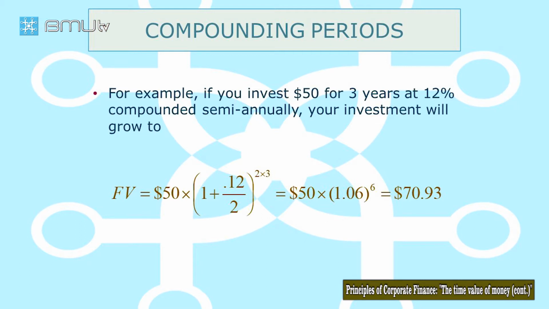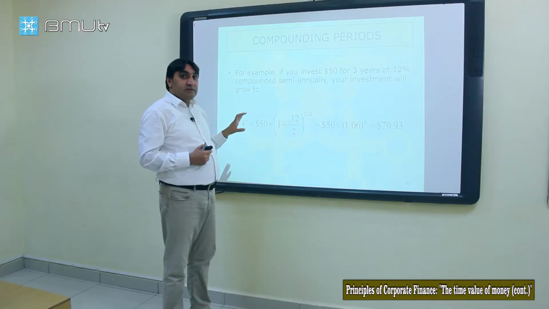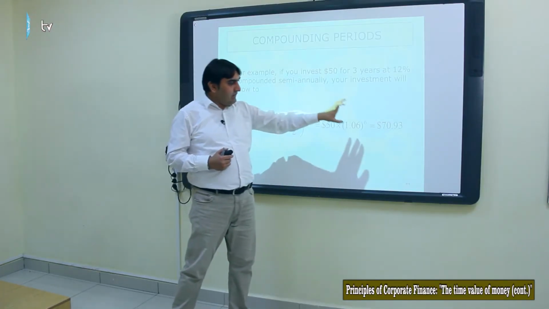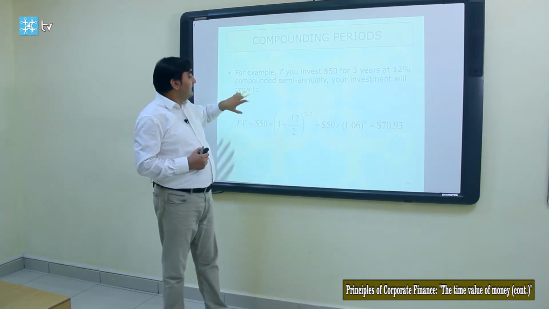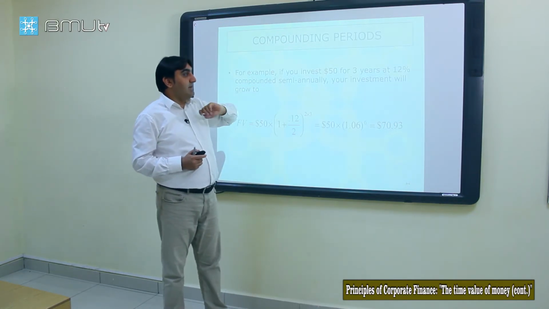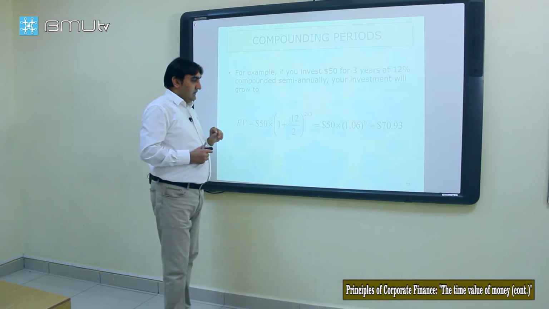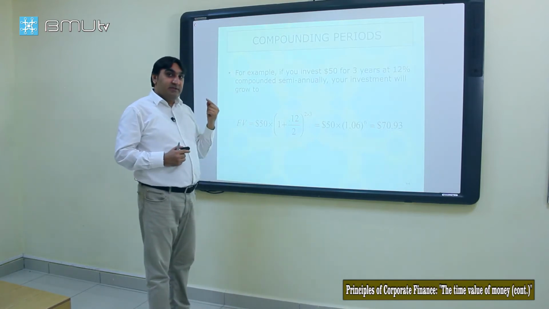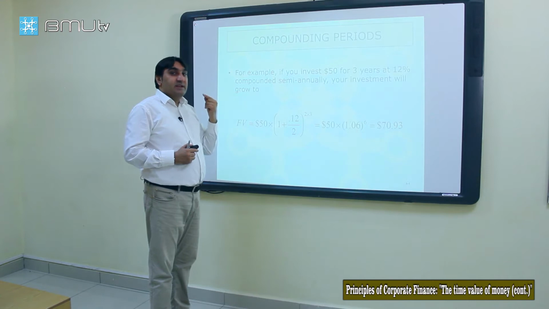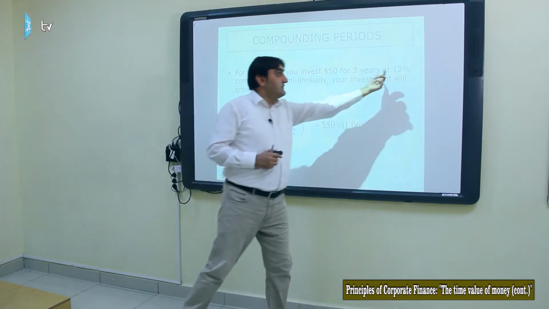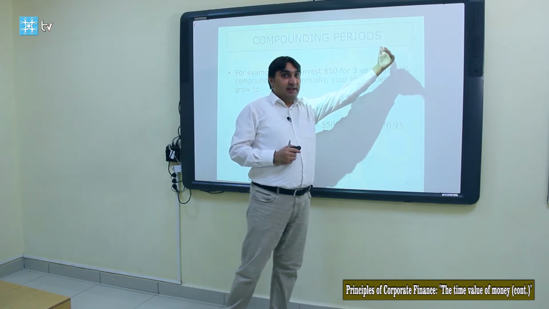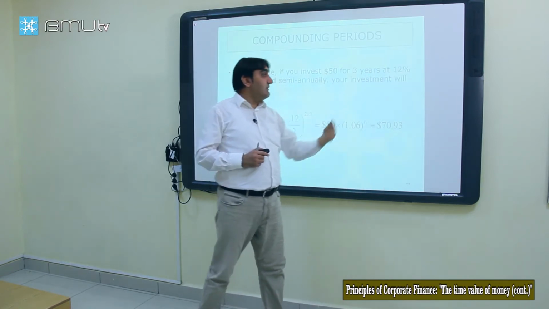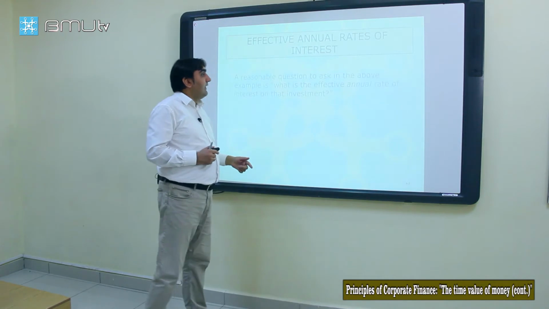So our $50 will grow to $70.93 at 12% compounded semi-annually. One semi-annual rate is 6%. This 12% is the quoted rate, which is an annual rate. One semi-annual period is half of this.